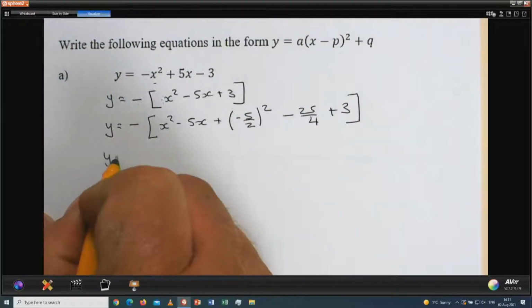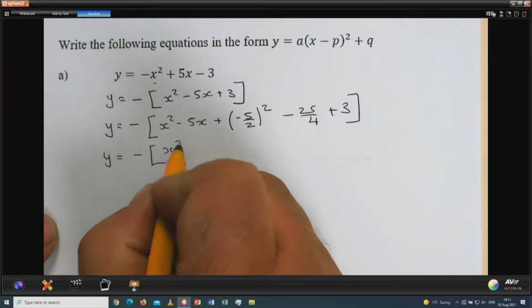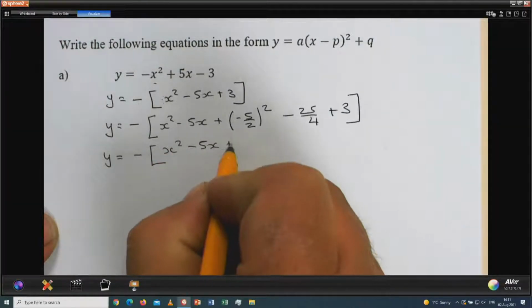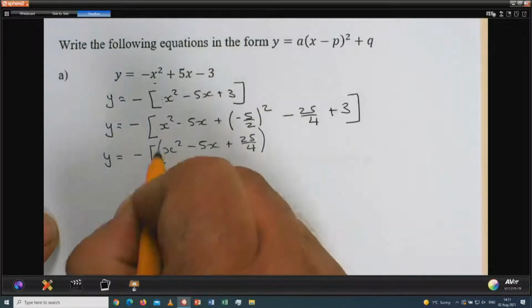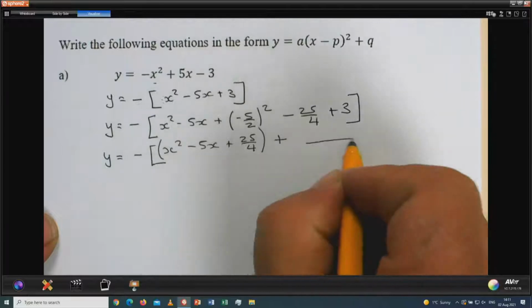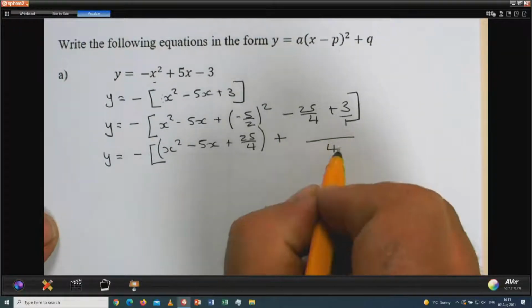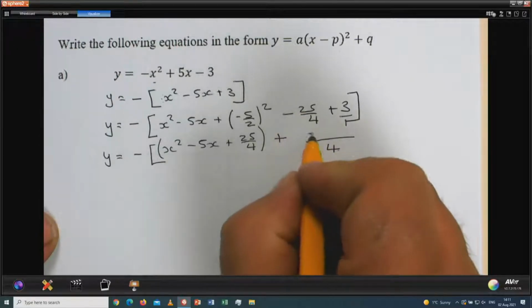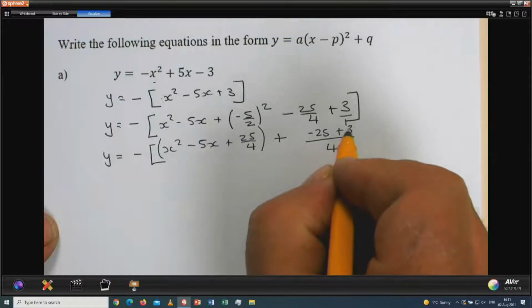So now y becomes negative. This here becomes x squared negative 5x plus 25 over 4, right? And then we're going to say plus. The LCD of 4 and 1 is 4. So we say 4 goes into 4, 1 times negative 25 is negative 25. 1 goes into 4, 4 times 3 is 12.